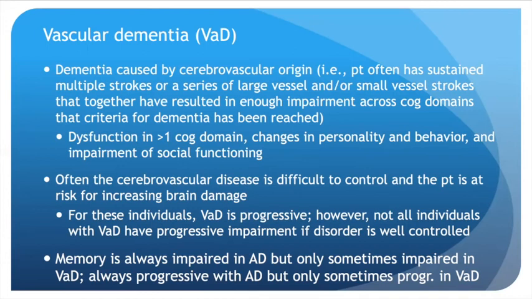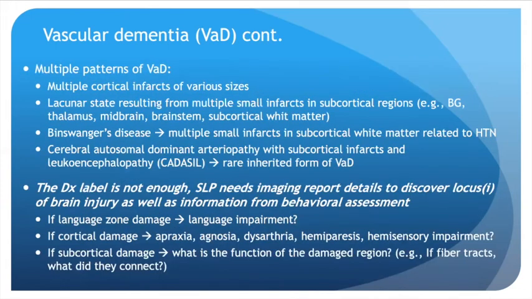Note that memory is always impaired in Alzheimer's disease, but only sometimes impaired in vascular dementia. It's always progressive with Alzheimer's disease, but only sometimes progressive in vascular dementia. There are multiple patterns of vascular dementia. You can have multiple cortical infarcts of multiple sizes. You can have a lacunar state resulting from multiple small infarcts in subcortical regions. You can have something known as Binswanger's disease, multiple small infarcts in the subcortical white matter that's often related to hypertension. You can have CADASIL, which is a rare inherited form of vascular dementia.